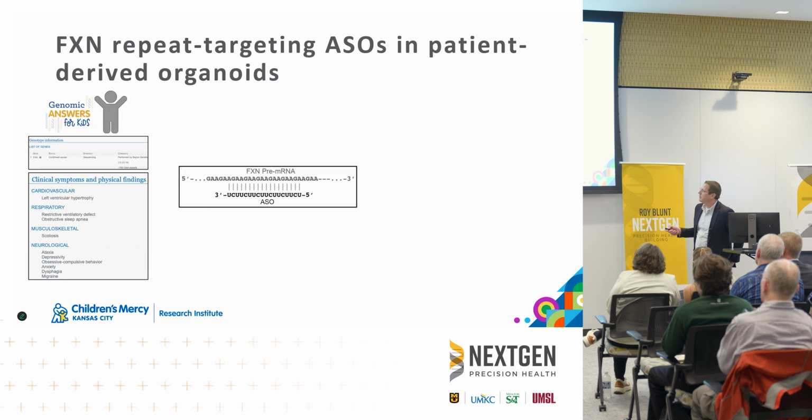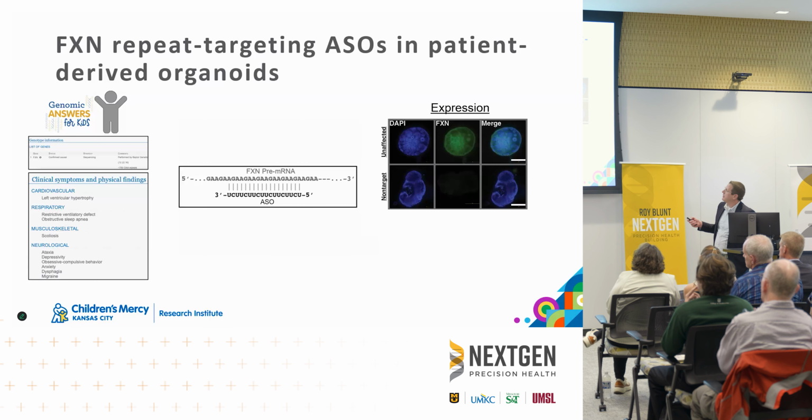Here's an example of one of them. And then here is this idea, this repeat expansion of the frataxin gene, and here's the ASO. We didn't design this. This is all published work, right? So we just ordered up an ASO and said, what happens? So here, again, this is frataxin expression. This is the disease gene, and you can see it's expressed in brain organoids, but it's not expressed in patient-derived brain organoids. This is treated with a control ASO.